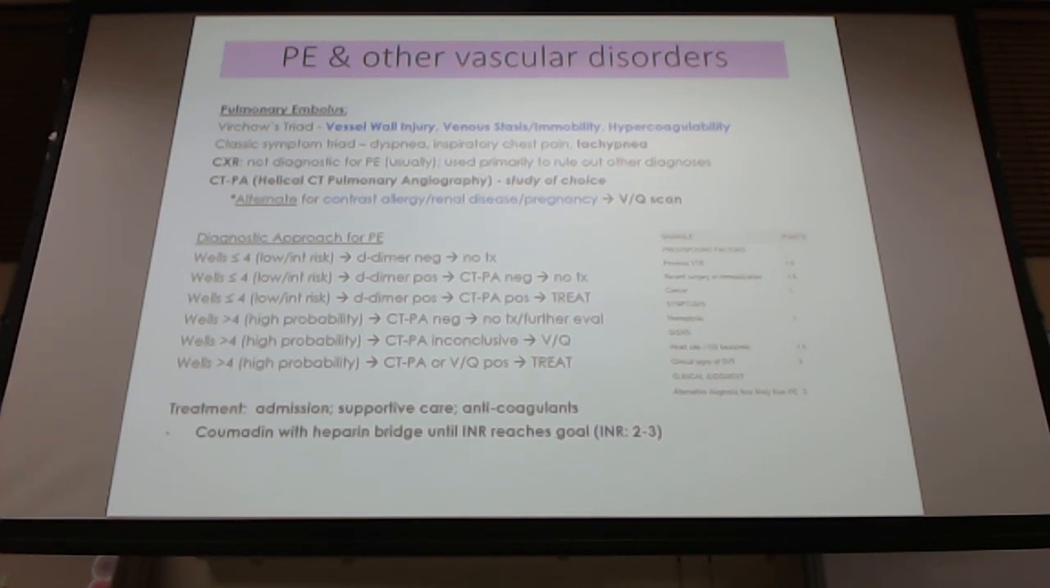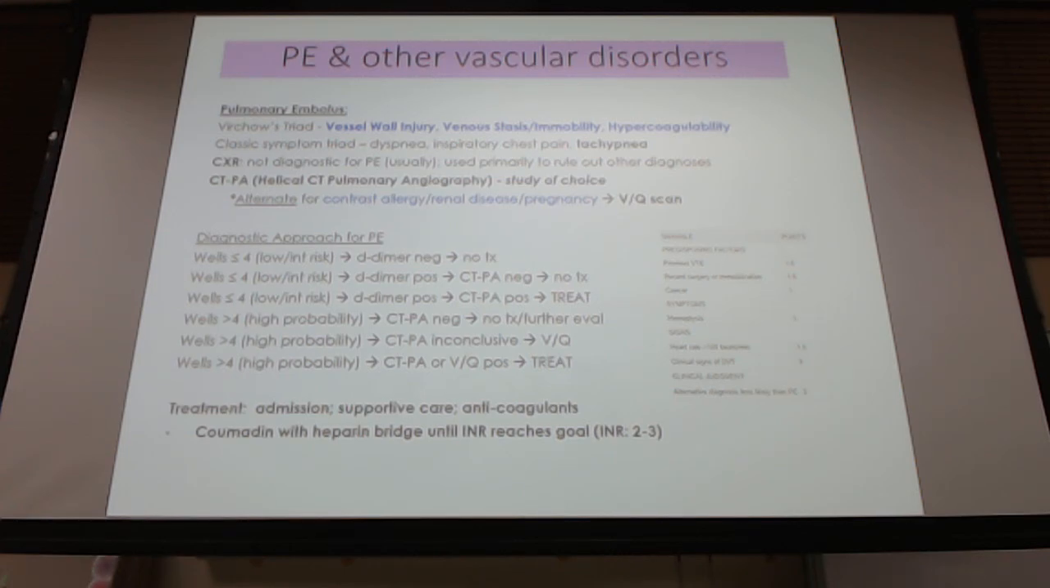Patients that I want you to suspect PE in will have one of the Virchow's triad. So they'll either be post-op in the hospital, they'll be immobilized, they'll have some sort of hypercoagulability. Dyspnea, inspiratory chest pain, and tachypnea. They'll be short of breath, they'll have pain in their chest, and they'll have a high respiratory rate, usually over 30. Chest x-ray won't be that helpful.